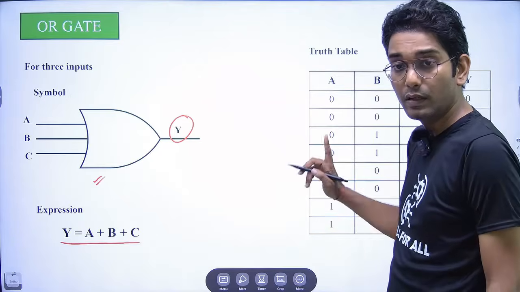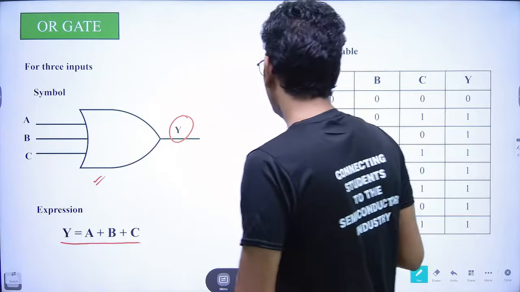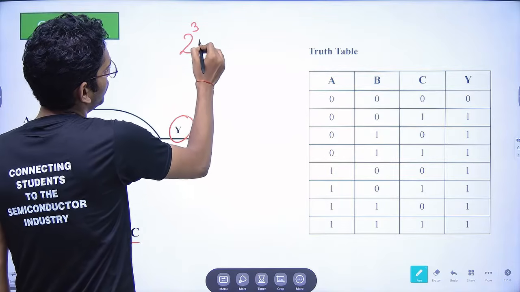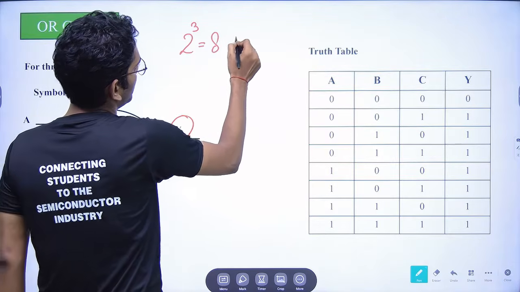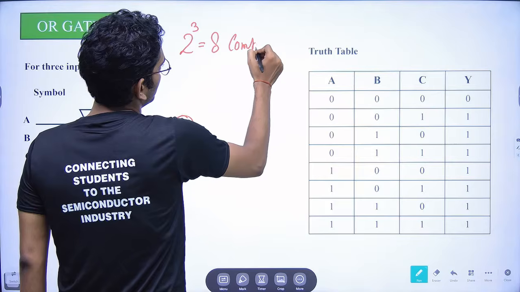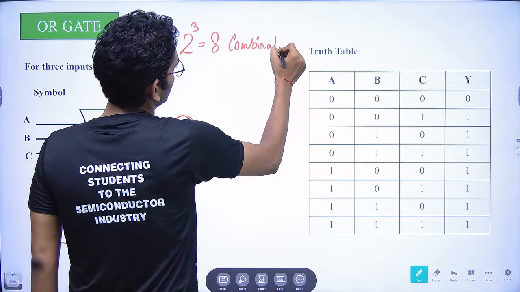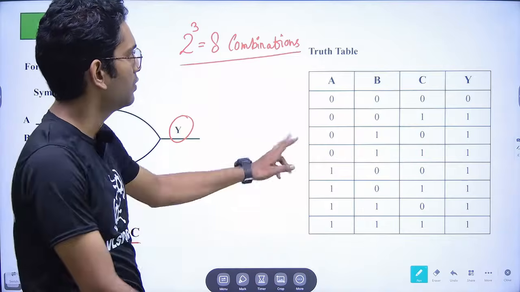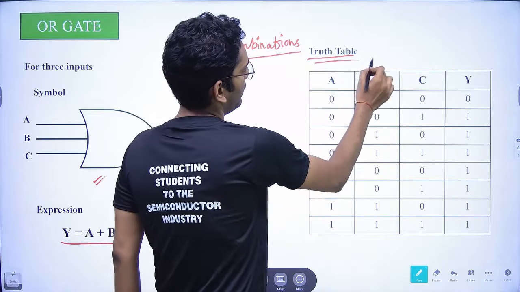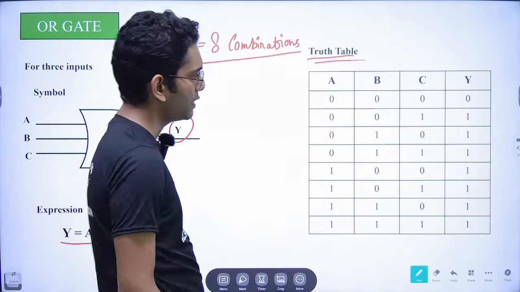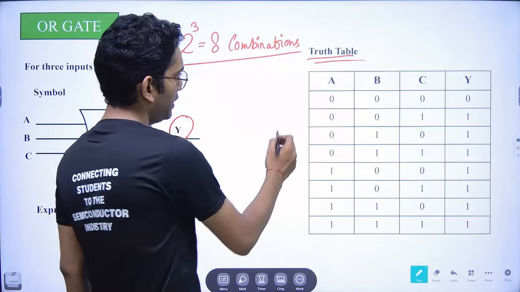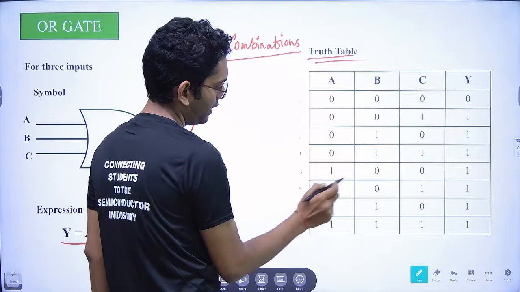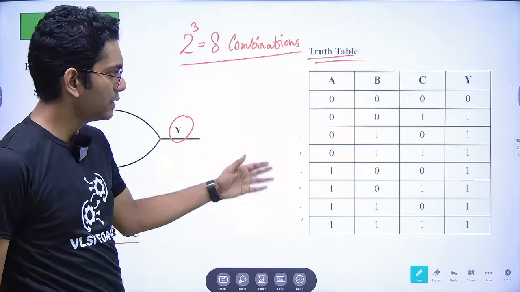Now here three inputs are available. So as I have told you earlier also, if three inputs are available, so 2 to the power 3, that means a total of 8 combinations are available. Okay, so in the truth table, we have taken a total of 8 combinations as per the three inputs. So these 8 combinations are 1, 2, 3, 4, 5, 6, 7, and 8.